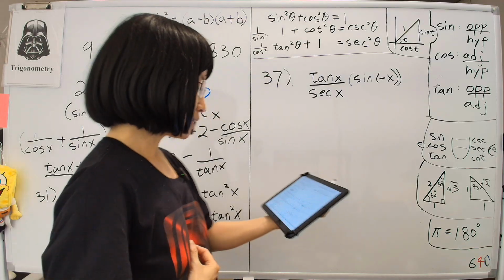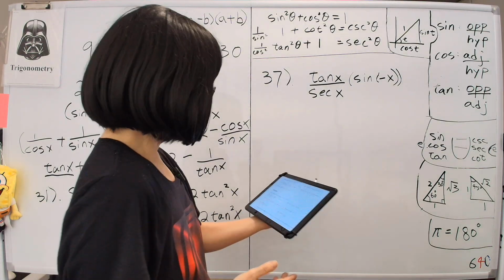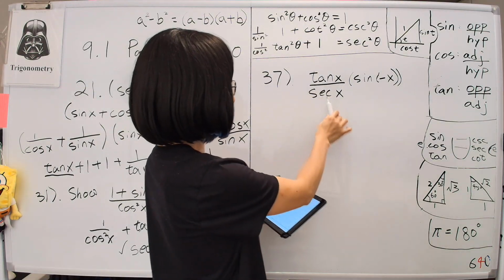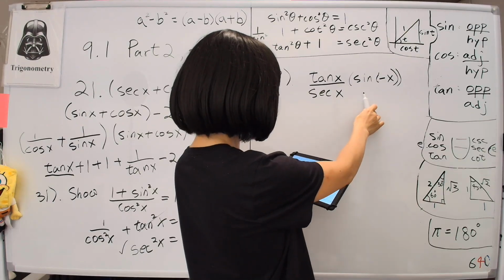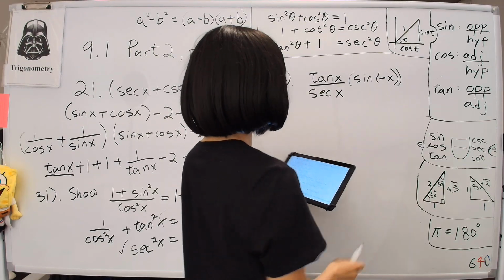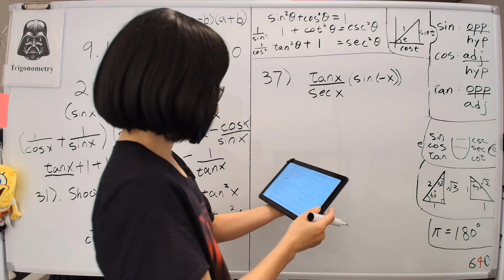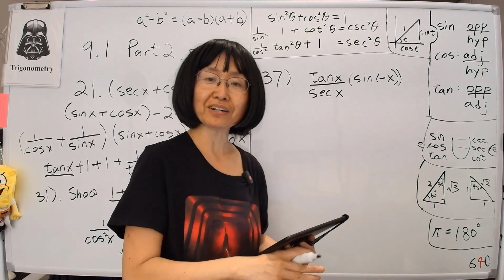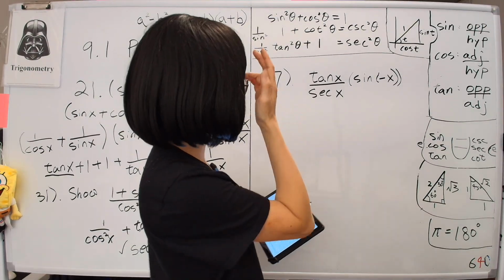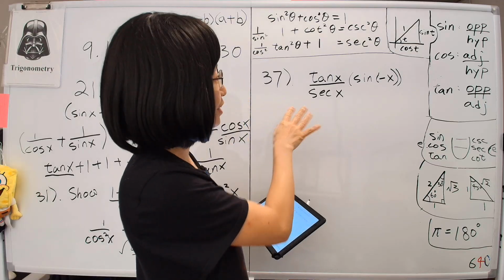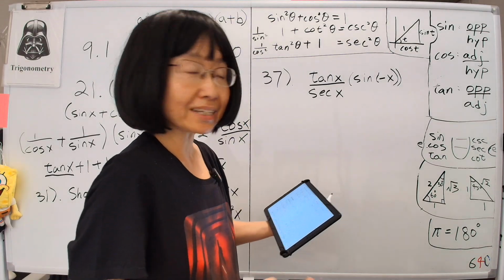Okay, next let's look at problem 37. We're trying to figure out if tangent x divided by secant x times sine of negative x happens to equal cosine squared x. That's a new one. I've never seen that before. Instead of proving an identity, they're asking us to figure out if it actually is an identity.